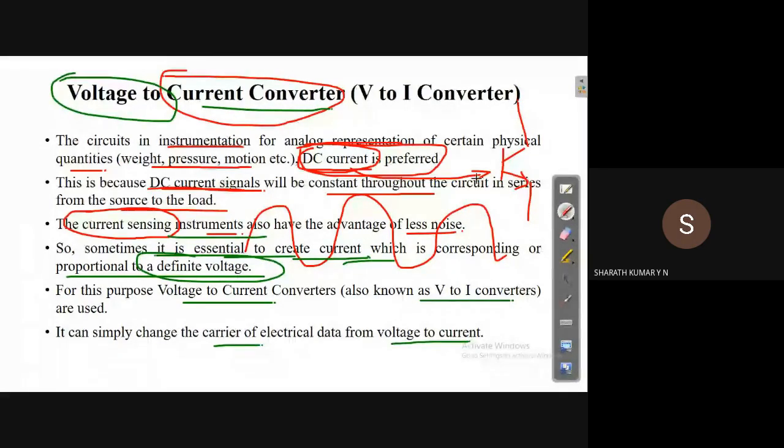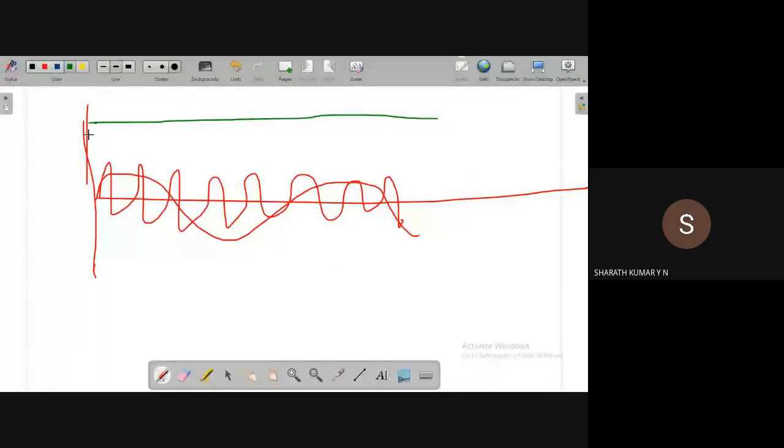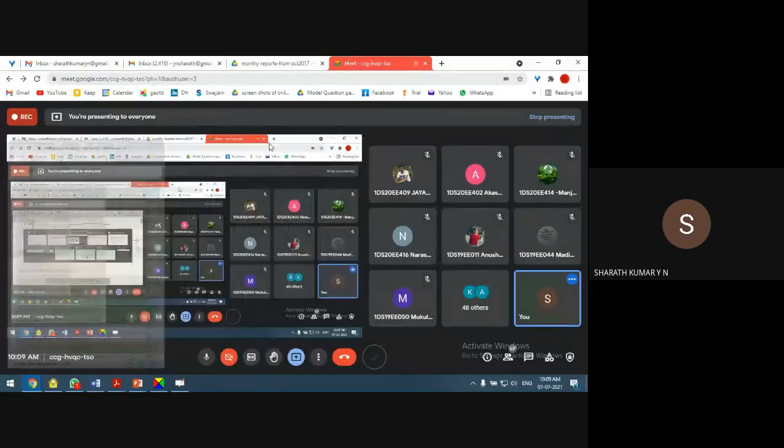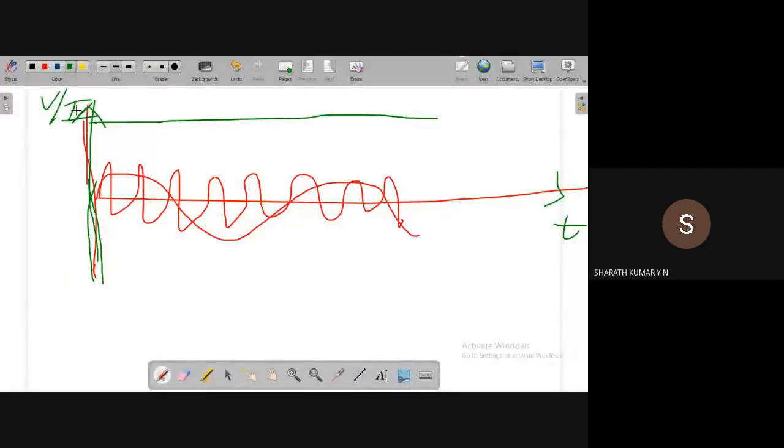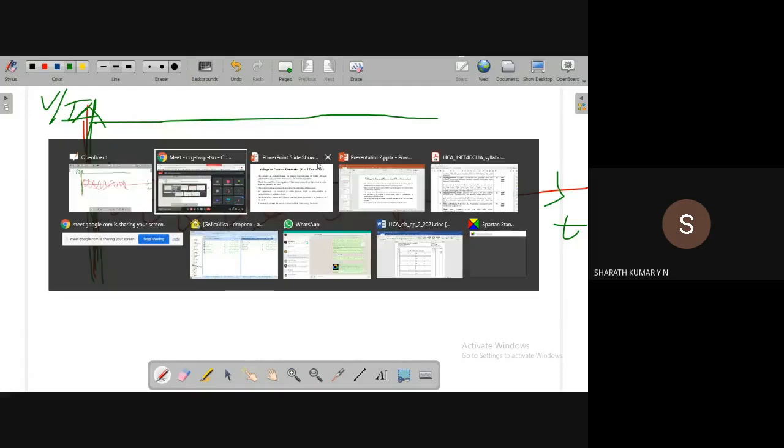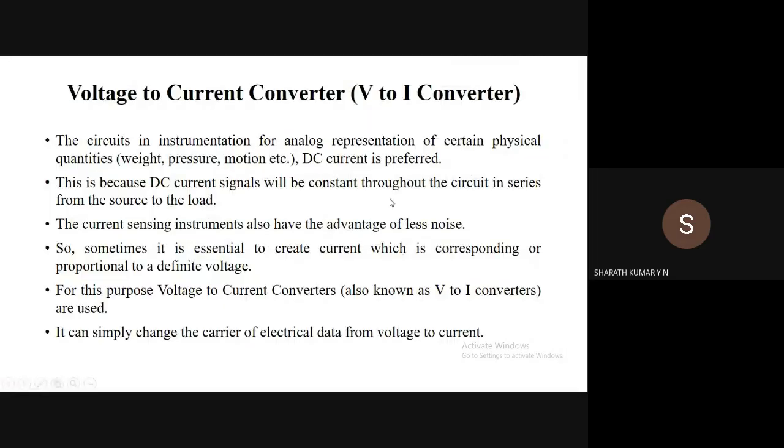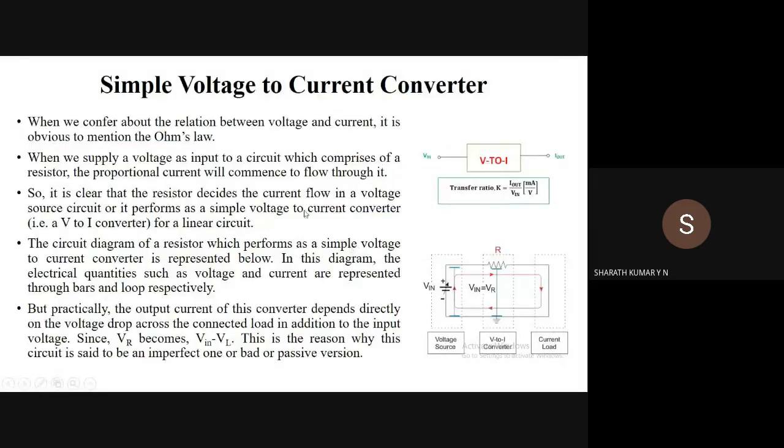So what is the carrier? It's the energy flow. If you take any signal, current or voltage, there is energy flow with respect to time. It can be voltage or it can be current. So the carrier will be different. For example, if you take voltage, the carrier will be EMF. If it is current, it is a flow of electrons. So based on whether it is voltage or current, the carrier will differ.